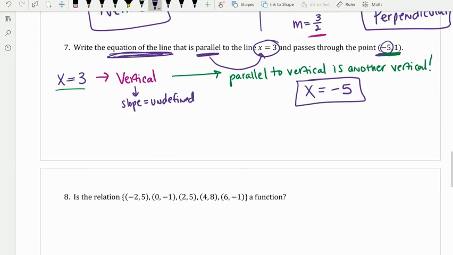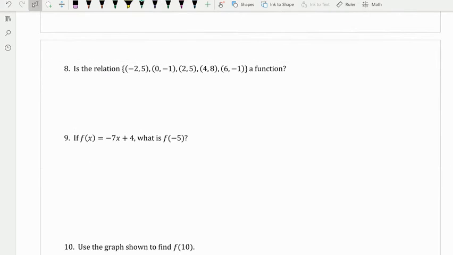Okay, then we move on to functions. If I want to know if a relation is a function, we were about half and half on this question. So remember, a function means every input has one output or has its own output. You can't have an input that has two different outputs, right? So if you look at all your inputs here, we've got -2, 0, 2, 4, and 6. If you have to do the little mapping, right? -2, 0, 2, 4, and 6.